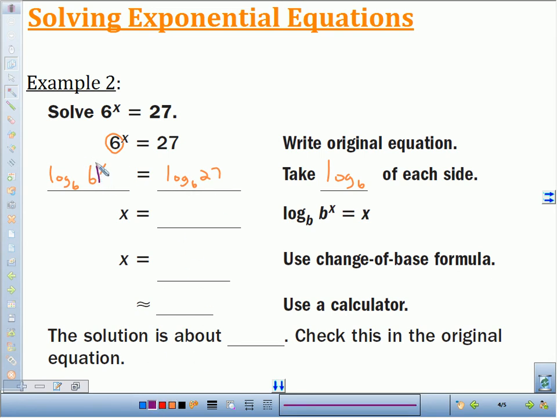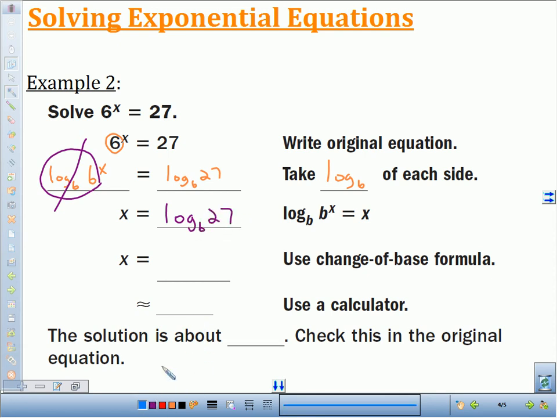And magically, log base 6 of 6, of course, we know cancels out. Right? That log base b of b to the x equals x. We did that when we were looking at inverses. So log base 6 of 6 cancels out, leaving us with x. x equals log base 6 of 27.